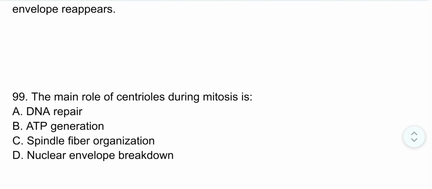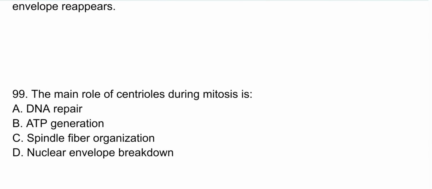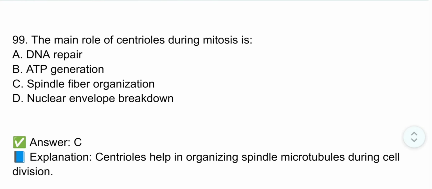Question number 99. The main role of the centrioles during mitosis is. The correct option is option C, spindle fiber organization. Centrioles help in organizing spindle microtubules during cell division.